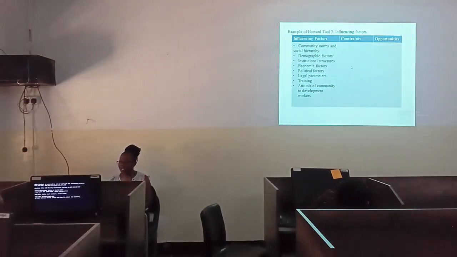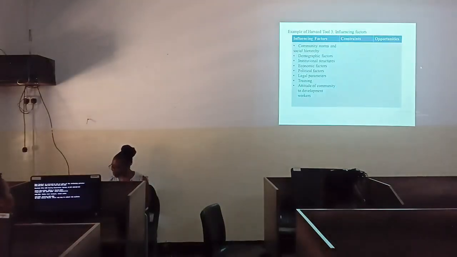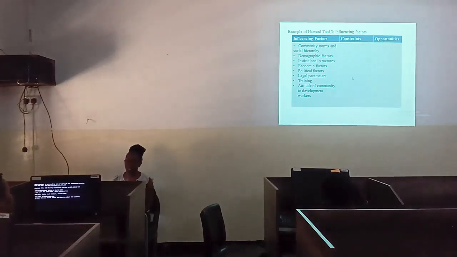Economic factors, poverty. Poverty sometimes can be a constraint, right? In terms of access and control, it is a constraint. Women are oppressed because of poverty. That's what it means. In terms of education, if you are illiterate, you have not learned. Education, when you are educated, it will be an opportunity. When you are not, it will be a constraint.